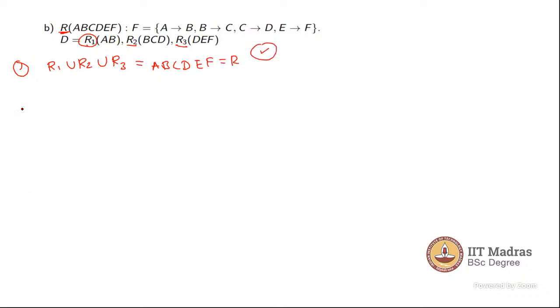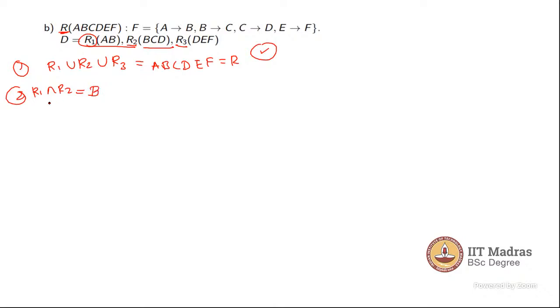So our first condition is satisfied. Now what is our second condition? That is R1 intersection R2, right? Whether you take this combination of these two or any two. Now I will take R1 and R2 only. Now for R1 intersection R2, what is the common attribute between R1 and R2? It is B here.